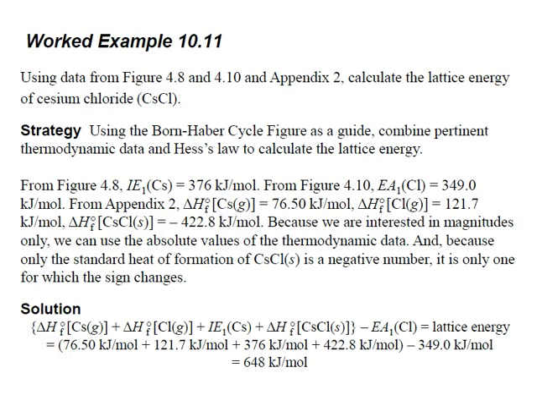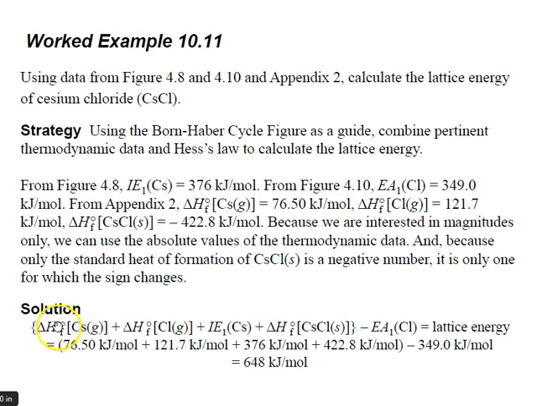Write them all out, organize them as you wish. And then because we are interested in magnitudes only, we can use the absolute values of the thermodynamic data. Also, because only the standard heat of formation of cesium chloride is a negative number, it is the only one for which the sign changes. All right, so let's plug all this in and then make some sense of it.